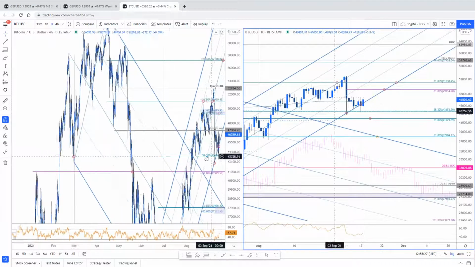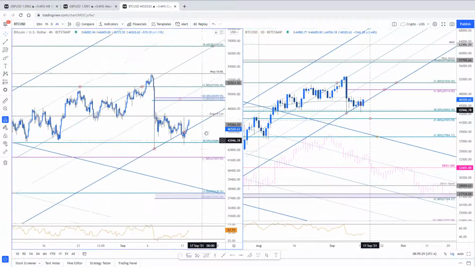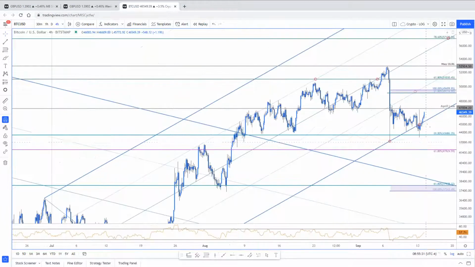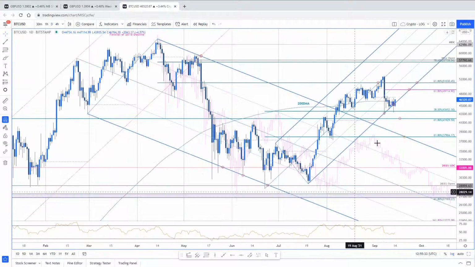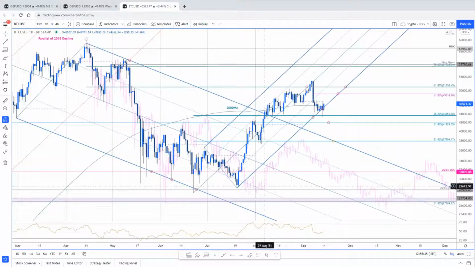Key range in focus. I still wanted to highlight a couple of things. A, it's pretty much decoupled from the price parallel we've been following since 2018 in time. The turn happened well ahead of the turn in the parallel. Same thing with the high: the turn in the parallel happened well ahead of the turn in price. Nonetheless, the focus right now is on this immediate range. We've been here for 6 days. Again, monthly open resistance, 38.2 support.